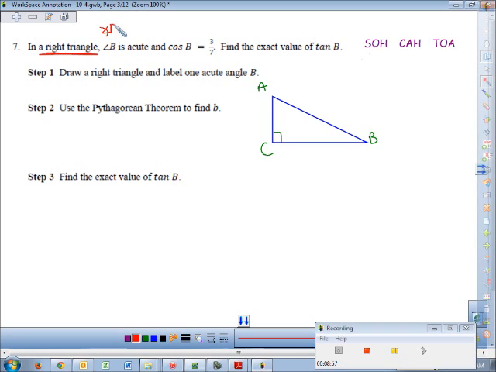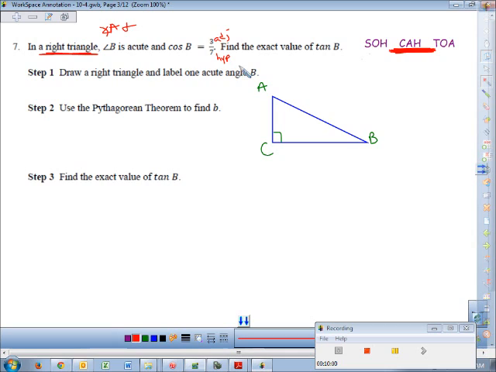So let's give it a sketch. All right. So angle A and angle B are acute. That means C is the 90. Cool. Cosine of B is 3/7. What is the definition of cosine? Cosine is what? Adjacent over hypotenuse. So isn't this adjacent, and this is the hypotenuse? Are you with me on that?